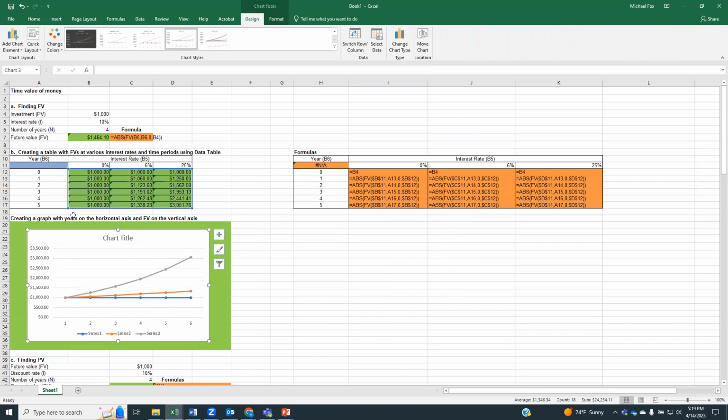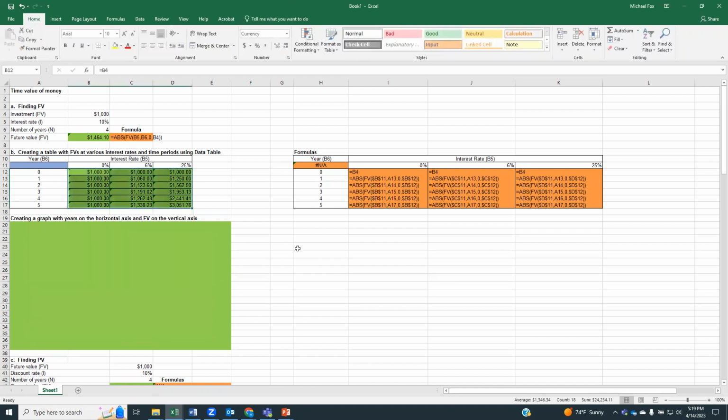We could also, probably if we'd highlighted these, it would have put those as our series titles. But we can see, right, here's series 1, which is our 0%. And so that stays flat. Series 2, which is our 6%, and then series 3, which is our 25%. In fact, if we wanted to get those labels in there, like I said, we could probably just do that.